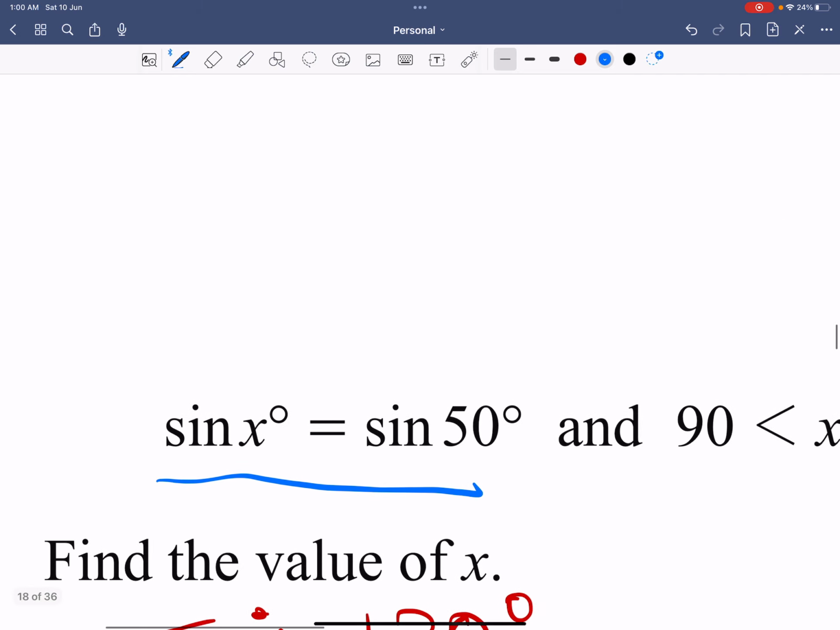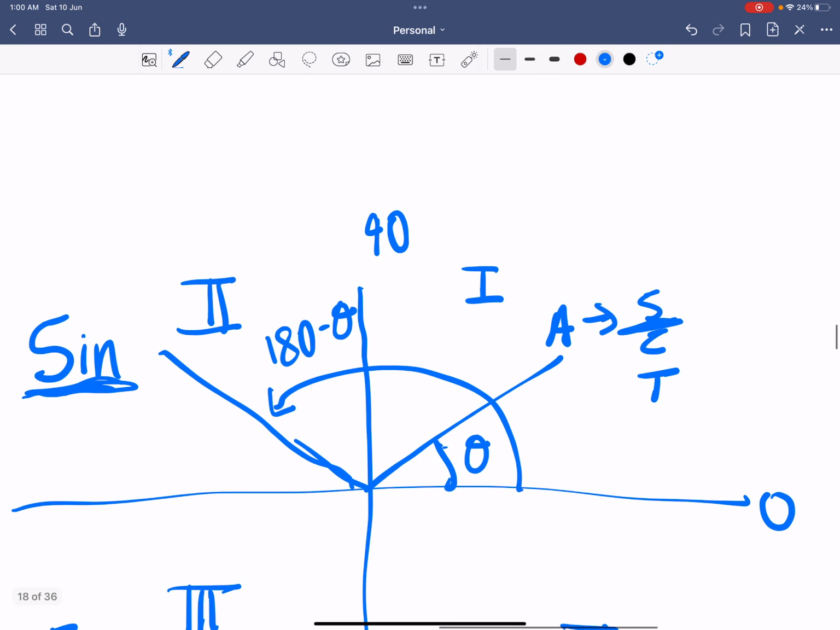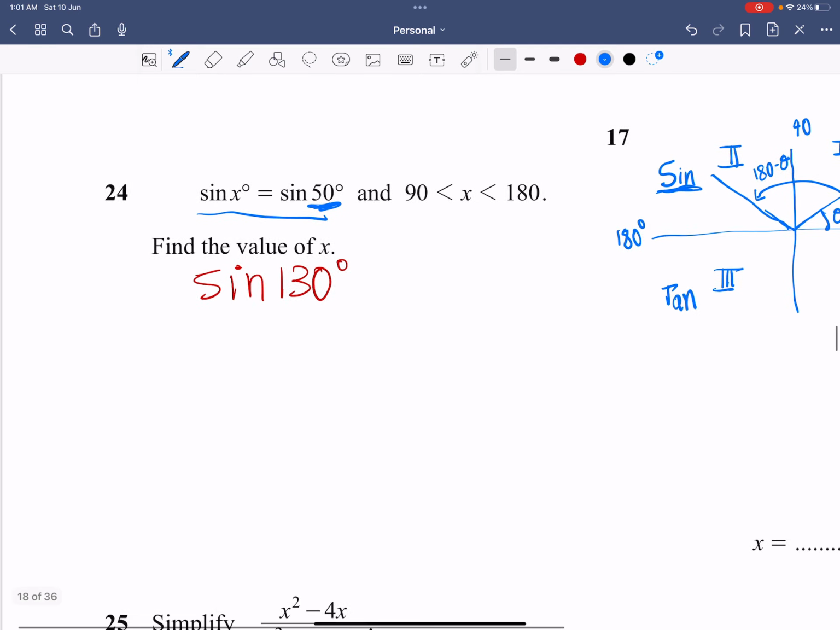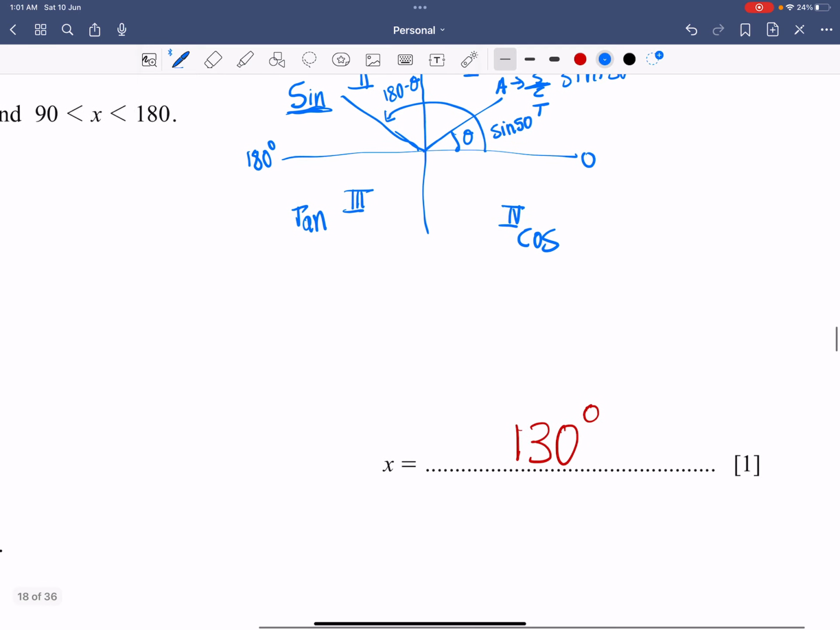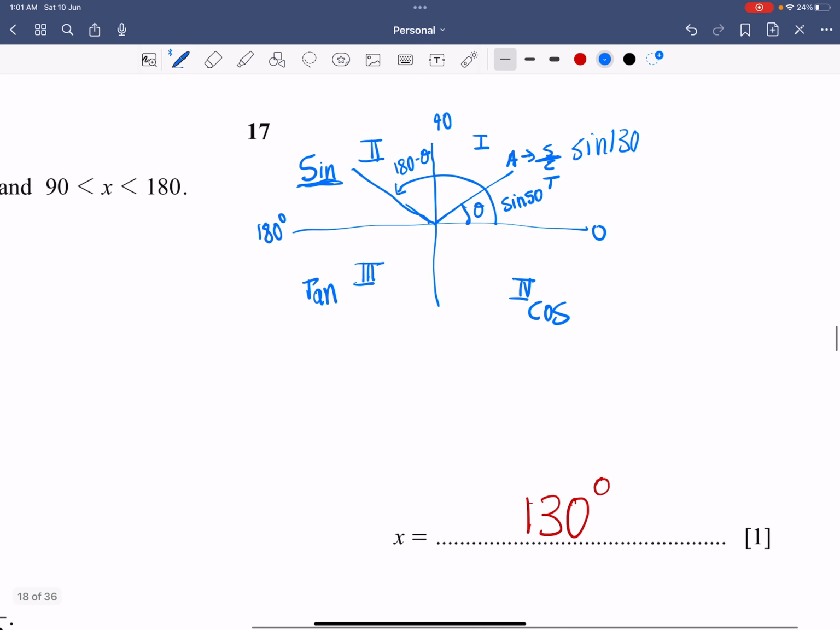So sine 50, in the first quadrant, since 50 is between 0 and 90, sine 50 will be equal to sine of 180 minus 50, which is sine 130. So both of these will be equal, and the value of x will be 130 degrees. This was quite a bit challenging for some students, so I hope you understood it.